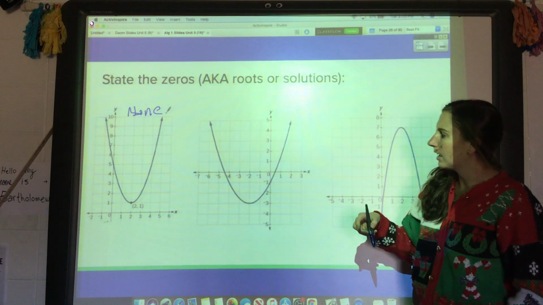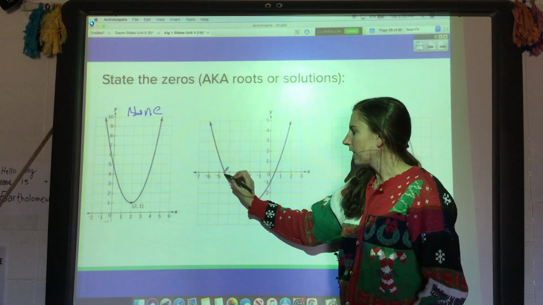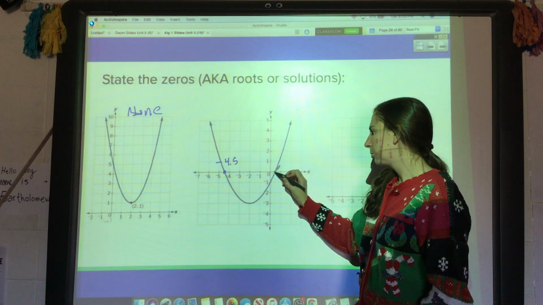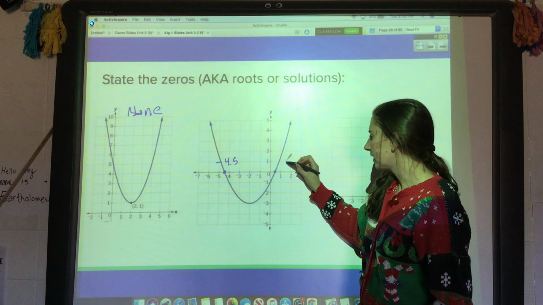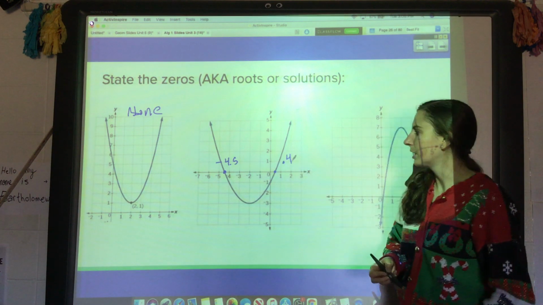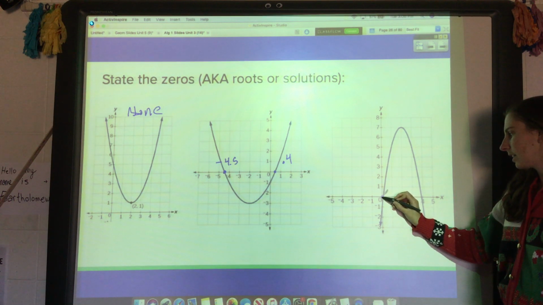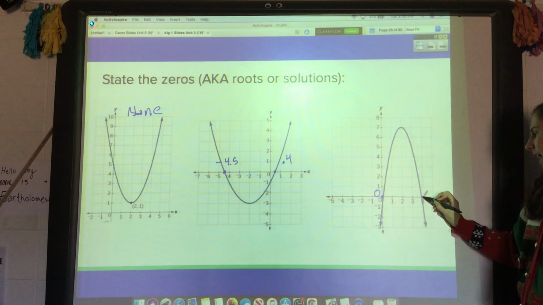This one has 2 zeros. Looks like about -4.5 and about 0.4 or 0.5. I can't tell exactly what that is. This is a bad graph, but something like that would be the zeros there. And this one has one that looks like at 0 and one at 4.